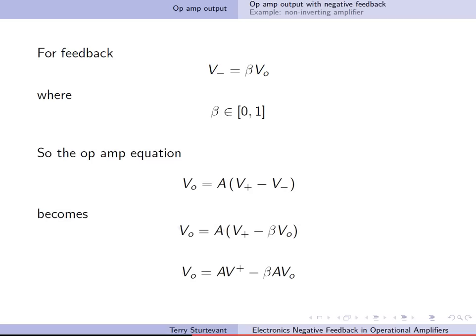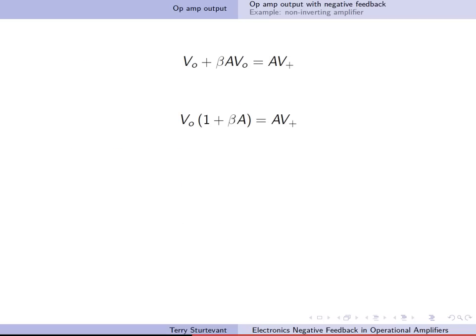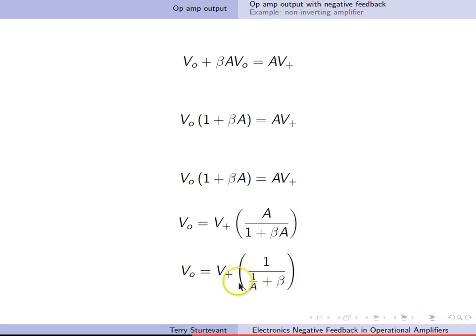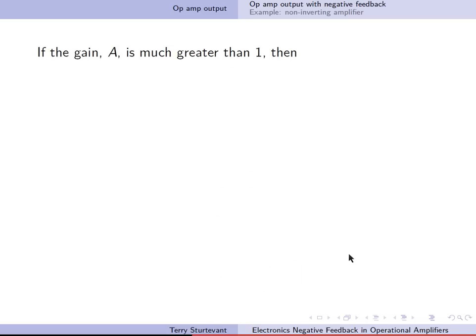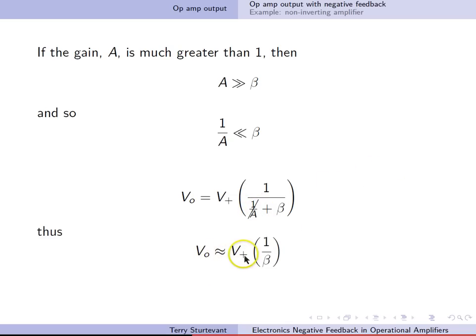So V out is the gain times V plus minus beta times the gain times V out. With some algebra, we can show that V out is V plus times 1 over (1/A + beta). Now, if the gain, A, is much greater than 1, then A is much, much greater than beta, and so 1 over A is much, much less than beta. So in this term, beta will be much bigger than 1 over A, so we can ignore the 1 over A term. So we get that the output voltage is the non-inverting input times 1 over beta. So the output depends only on beta, the feedback factor.